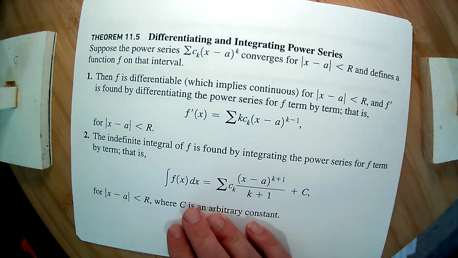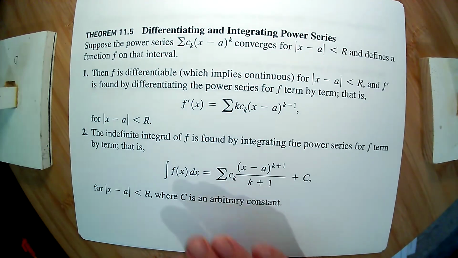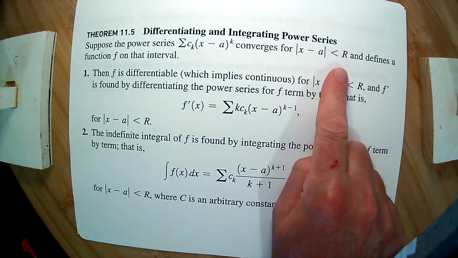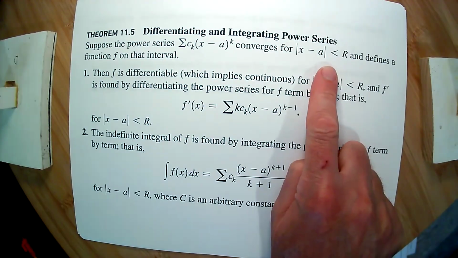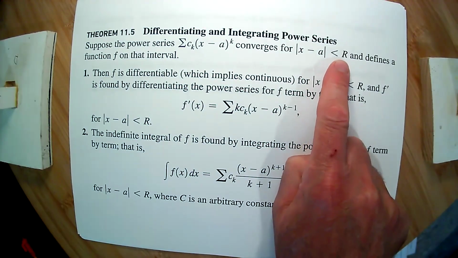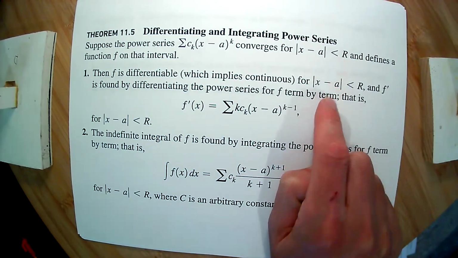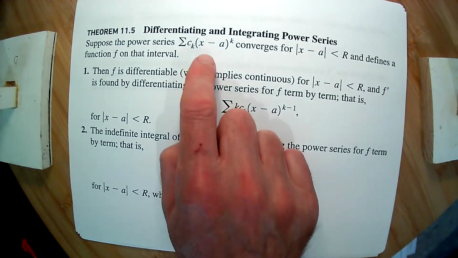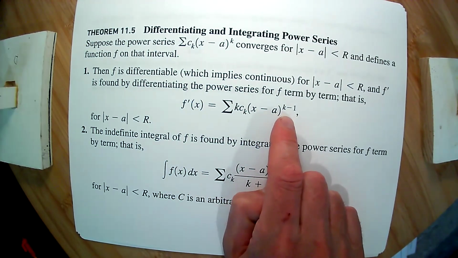Differentiating and integrating power series. One of the nice things about power series is if you have a nice power series that converges on an interval with radius r, where r is either a positive number or infinity, then your function is definitely differentiable. And the way you take its derivative is simply by term by term differentiation, okay?